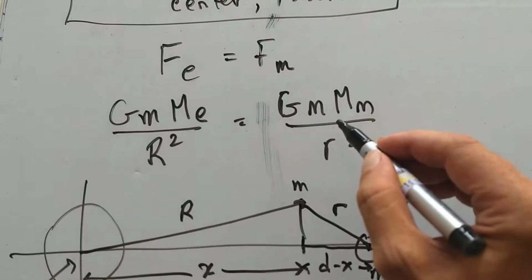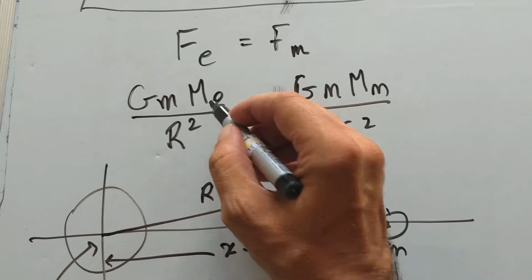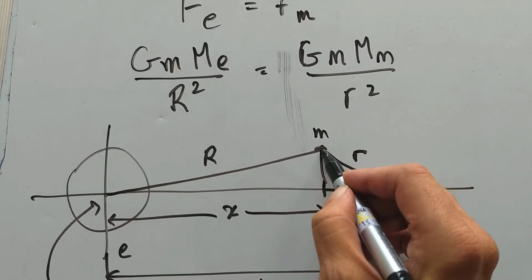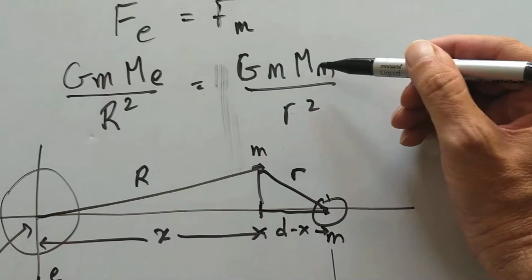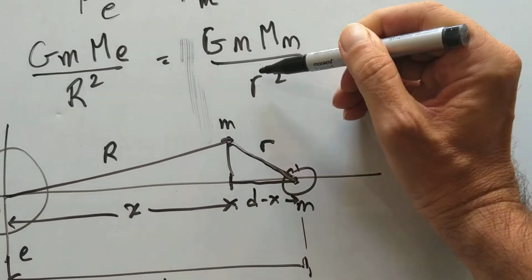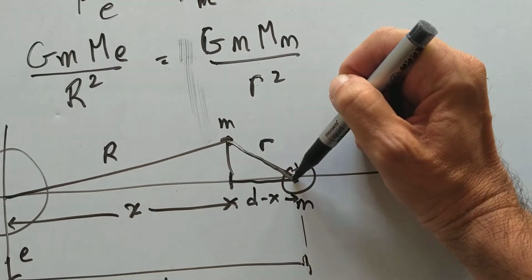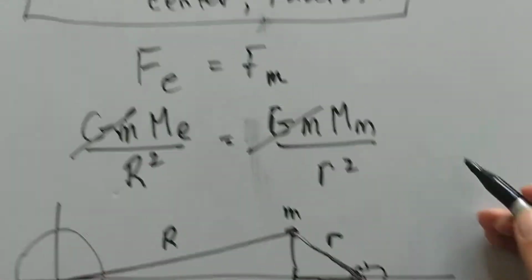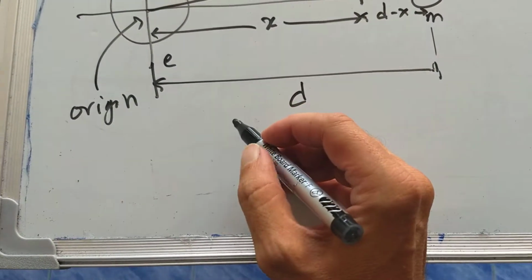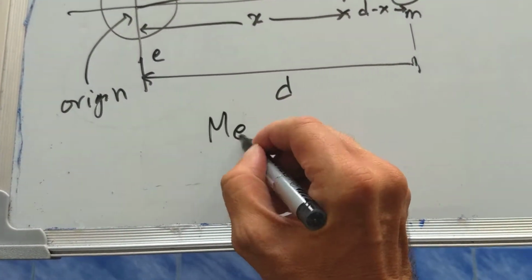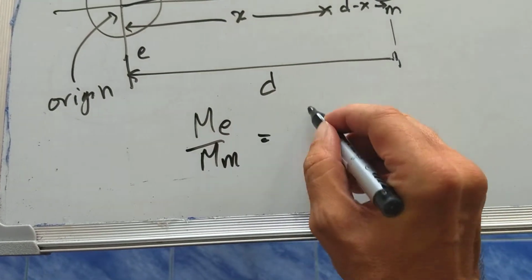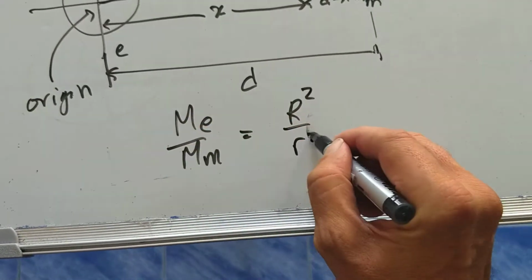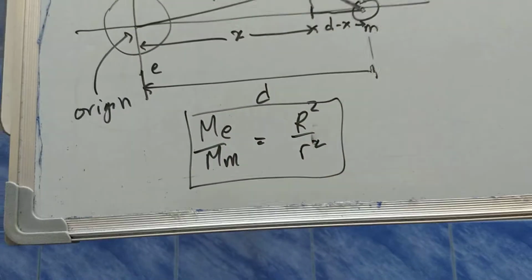Now, here, force due to the Earth is G times mass of the Earth times mass of the particle divided by big R squared. Same here, except the force here is computed by dividing by this distance squared. Luckily, a lot of things cancel out, and I end up with this nice little formula: mass of Earth over mass of Moon is big R squared over little r squared. Very, very beautiful formula.